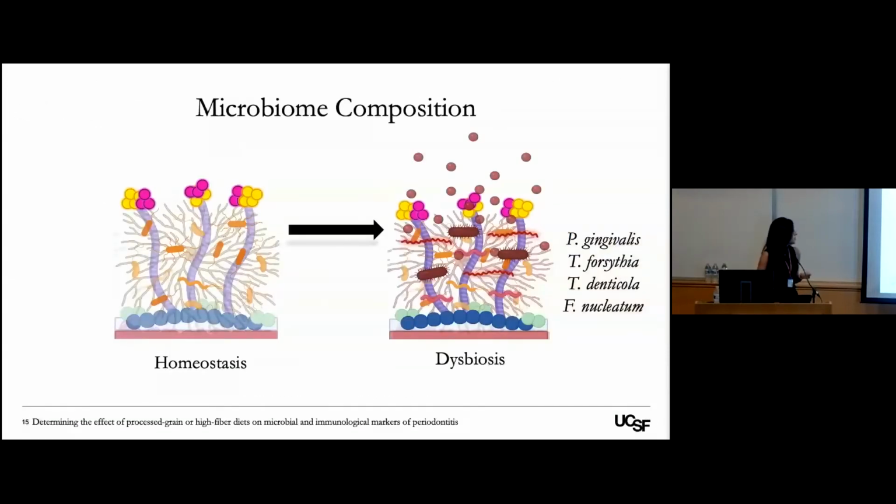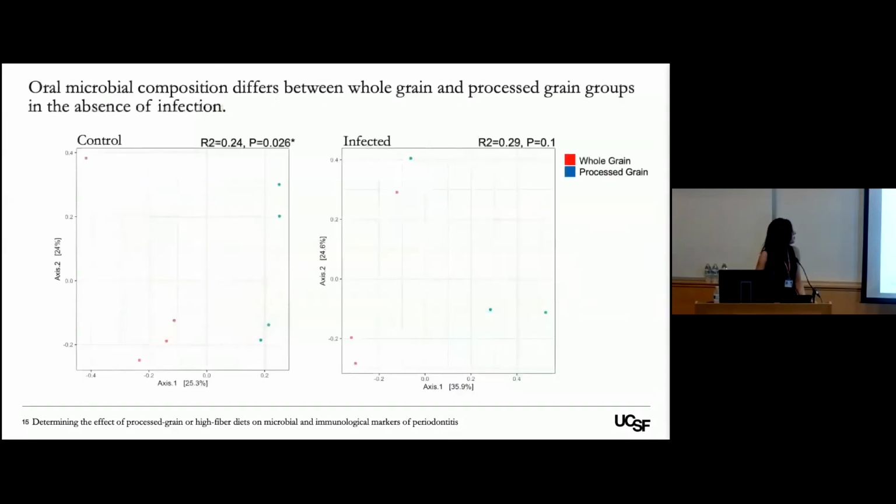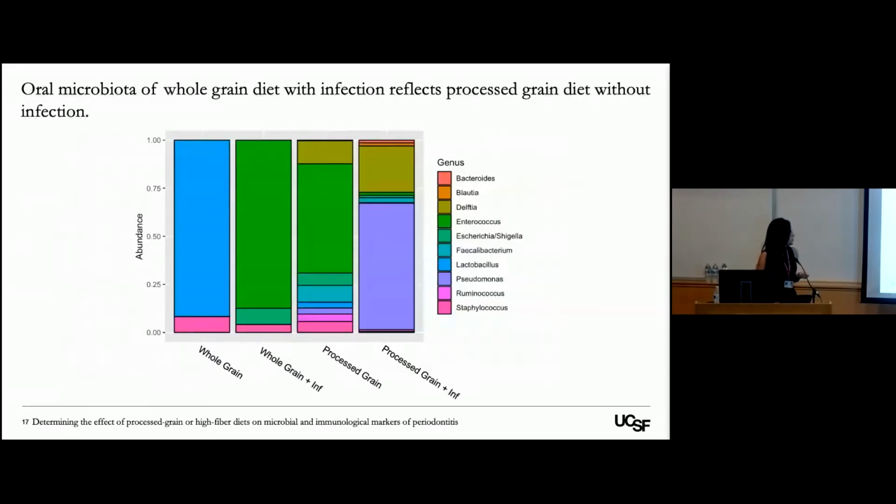Finally, we sought to understand how diet prompts changes in the oral microbiome with relevance to periodontitis. We saw that between the whole grain and processed grain diets, there were distinct microbial profiles in the absence of infection, but not in the presence of infection. And looking more closely into the genera that are driving these differences, we saw that the whole grain diet was characterized primarily by lactobacilli, whereas the processed grain diet was driven primarily by Enterococcus species.